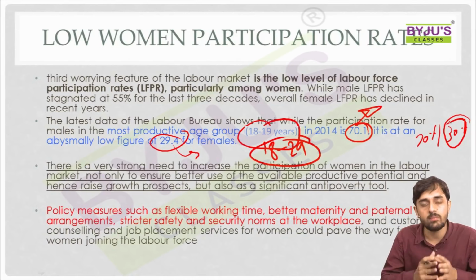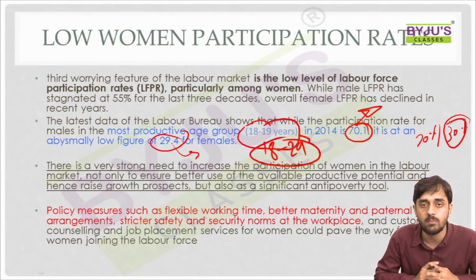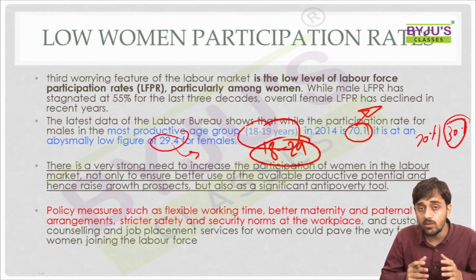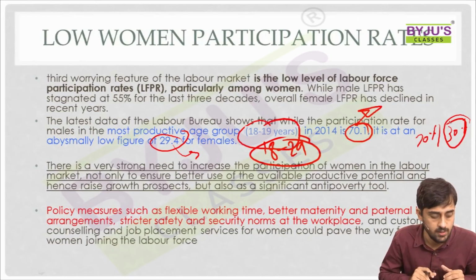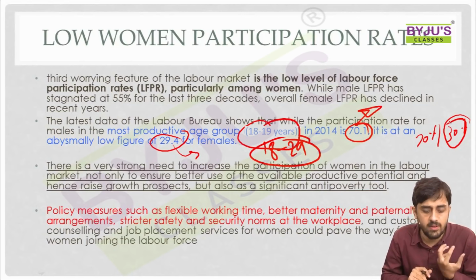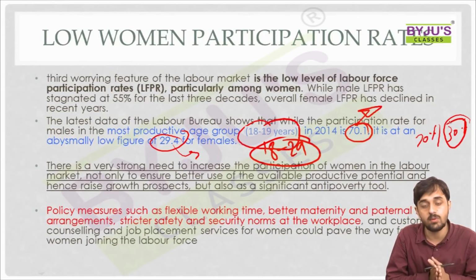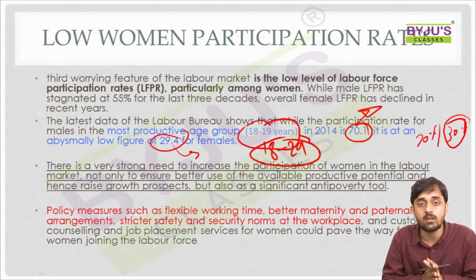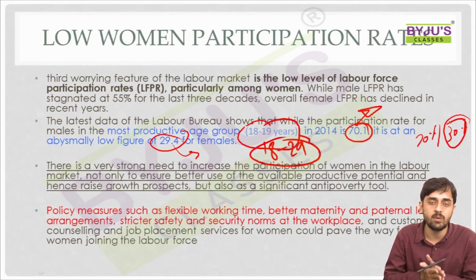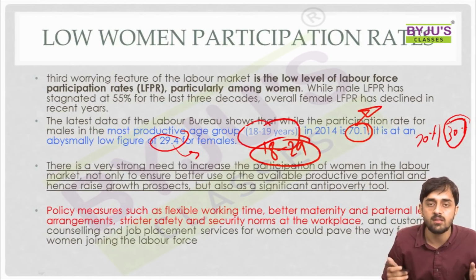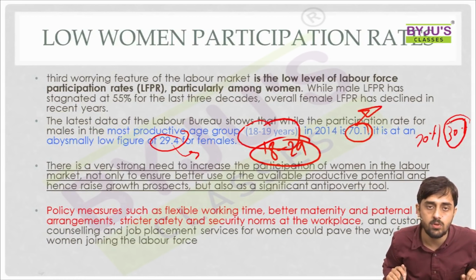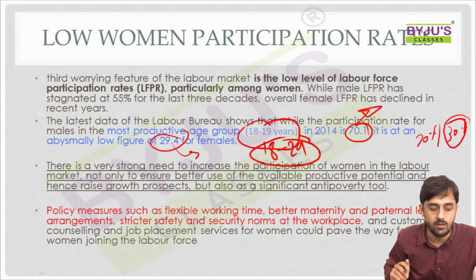And to that extent, if more females find employment in the job sector and in the labor market, then it will have a strong impact on the poverty levels of the country, on the malnutrition rates in the country itself. So that's a very important focus area also, which should be addressed by the labor laws. Now, there can be policy measures such as introducing flexible working timings, introducing better maternity and paternal leave arrangements, making stricter safety arrangements for women workers, etc., which, if implemented, will create a conducive environment for the participation of women in the labor force itself. So that's another important issue that needs to be addressed.